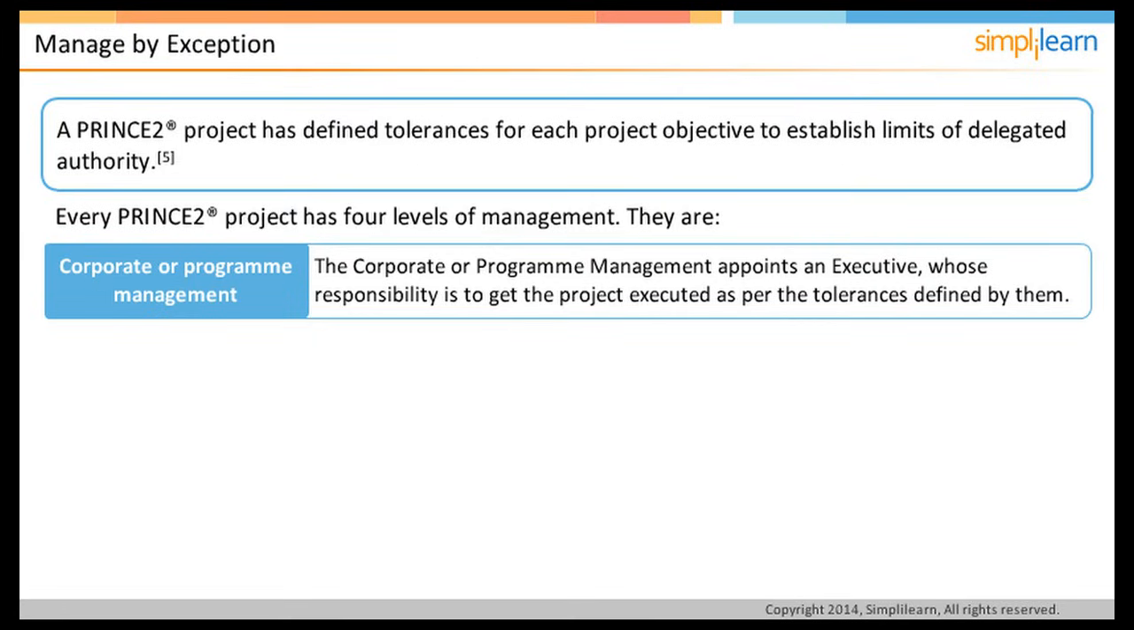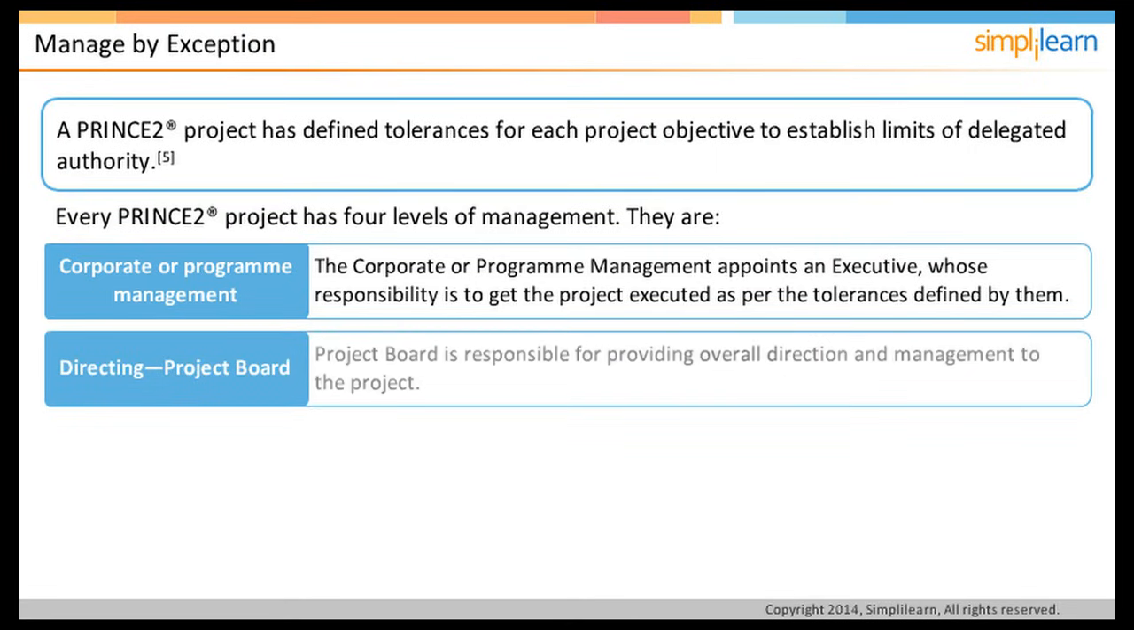The corporate or program management appoints an executive whose responsibility is to get the project executed as per the tolerances defined by them. The executive is a part of the project board. Along with the executive, the project board also has representation from user and supplier. The project board is the second level of organization. It is responsible for providing overall direction and management to the project.